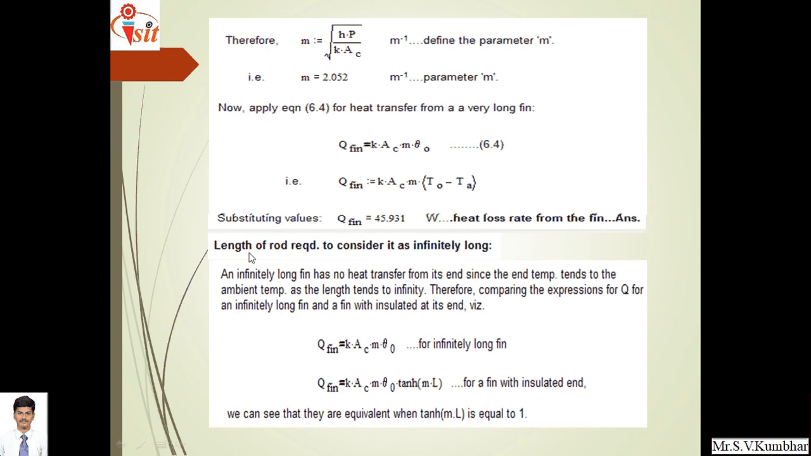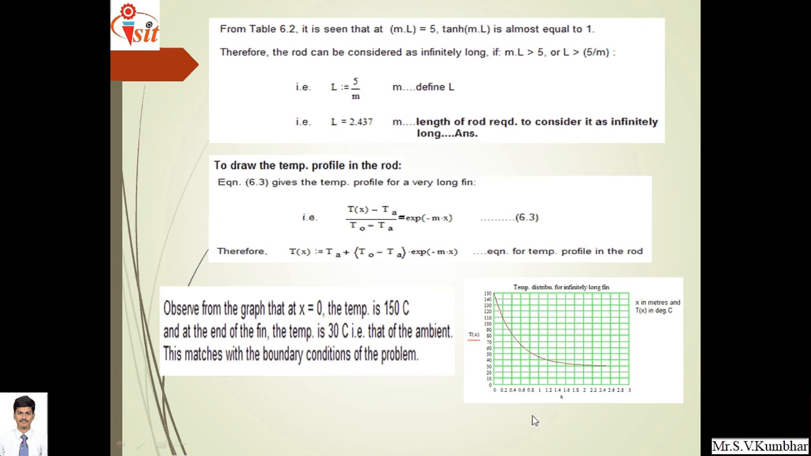Second, the length of fin required to consider it as infinitely long. So Q fin is equal to kAc m theta naught, which will be equated to that of a fin with an insulated end. Just equate these two and find out whether hyperbolic tan mL is equivalent to 1. So from this, L is equal to 5 upon m, L is equal to 2.43 meter.